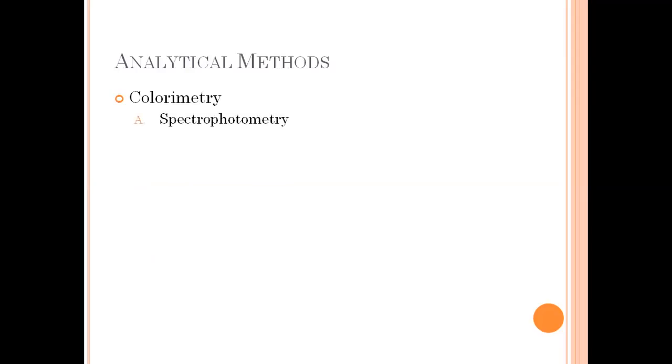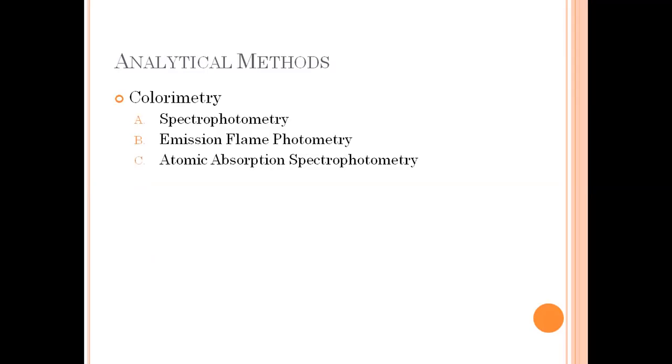For colorimetry, we perform it using spectrophotometry, emission flame photometry, and another method is atomic absorption spectrophotometry. All those analytical methods that I mentioned were thoroughly discussed to you in detail during your lecture. That's why I will only focus on spectrophotometry. Again, the focus here is the spectro.